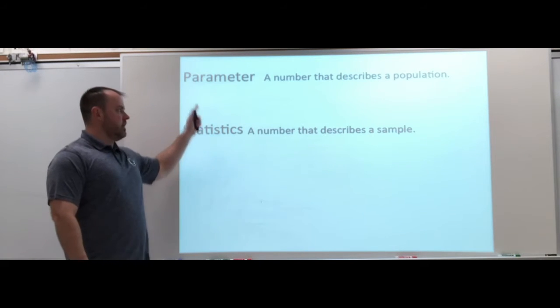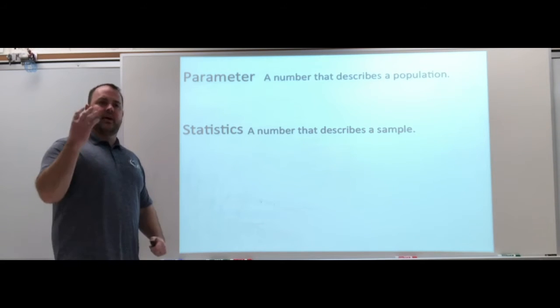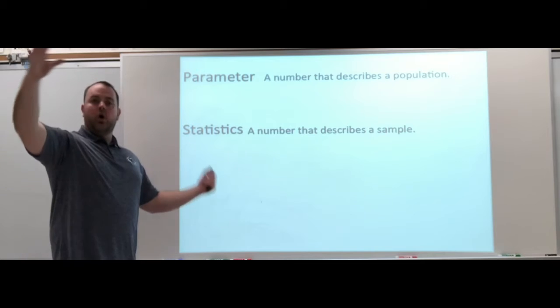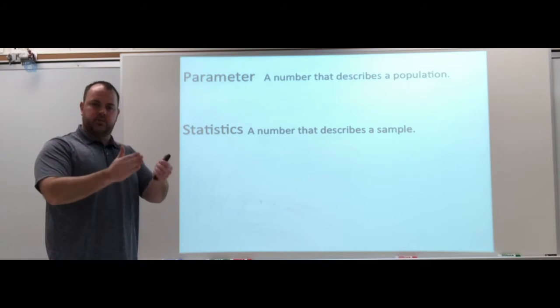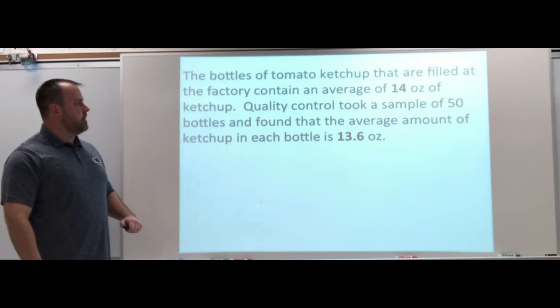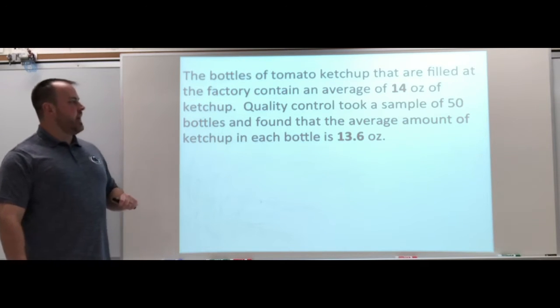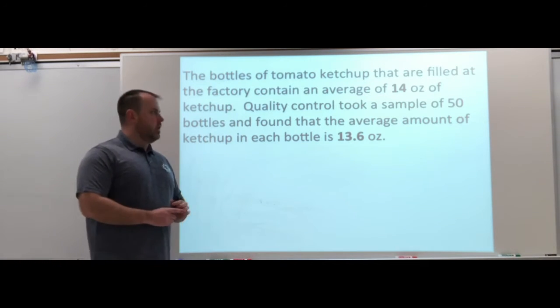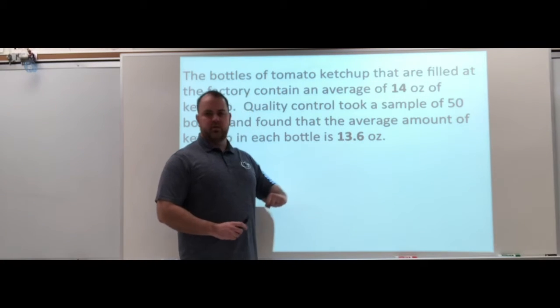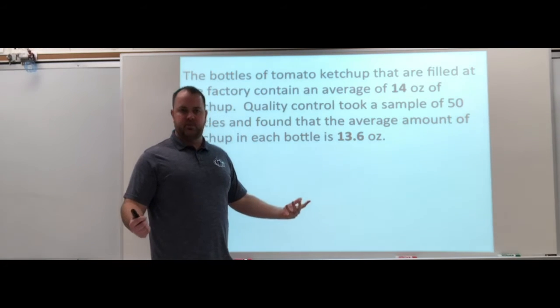Now what you're going to be asked to do is decide, okay, is a number a parameter or a statistic? So you need to read the situation and decide, okay, is this talking about generally all of our items, or is it looking at a specific group of our items? Okay, so if we read through this, the bottles of tomato ketchup that are filled at a factory contain an average of 14 ounces of ketchup. Quality control took a sample of 50 bottles and found the average amount of ketchup in each bottle is 13.6 ounces. Okay? So we have the 14 ounces, we have the 13.6 ounces. I want to know parameter, statistic, they both might be parameters, both might be statistics.